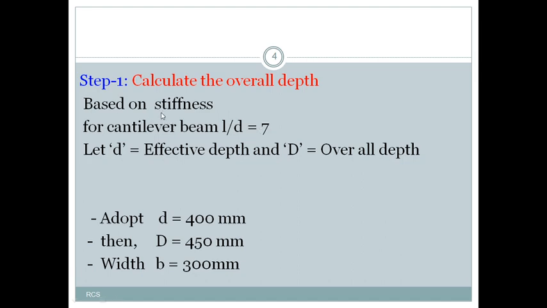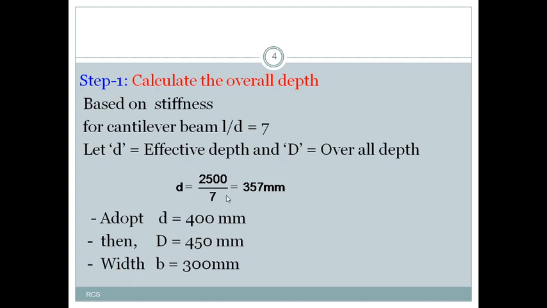So based on that criteria, that's called the stiffness criteria, I want to choose the overall depth. So for a cantilever beam, we have an L by d ratio, that is effective length to effective depth ratio, of 7. This is called a basic value, and this is based on the stiffness criteria of the beam. So if I calculate the effective depth, L by d equal to 7, from this small d equal to L by 7. In the problem, the effective length of the beam is given as 2500, and divided by 7, that will give 357 mm, which is sufficient. So the effective depth required according to the stiffness criteria is 357 mm.